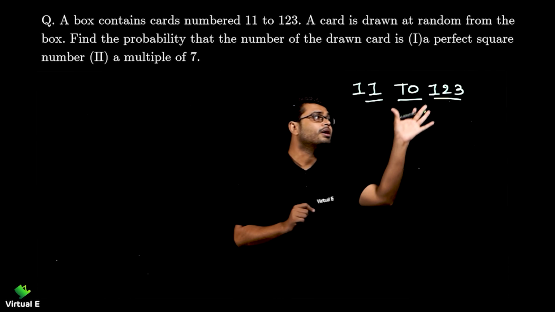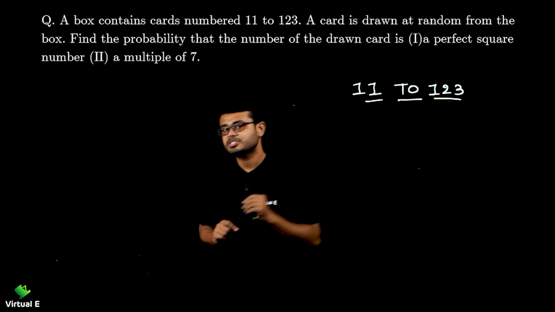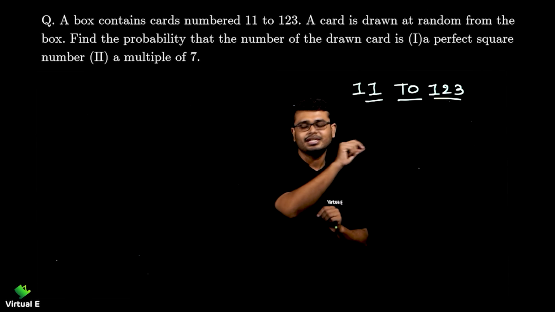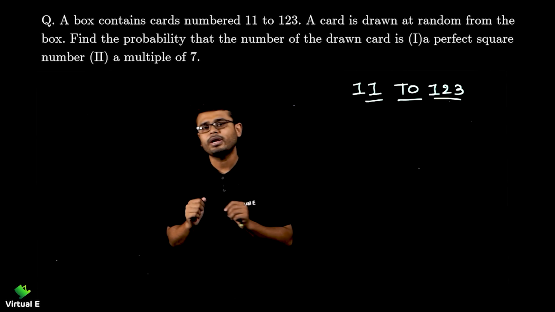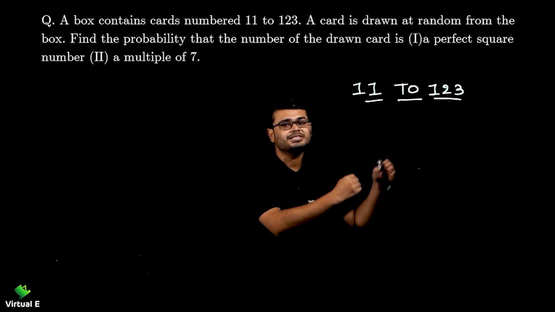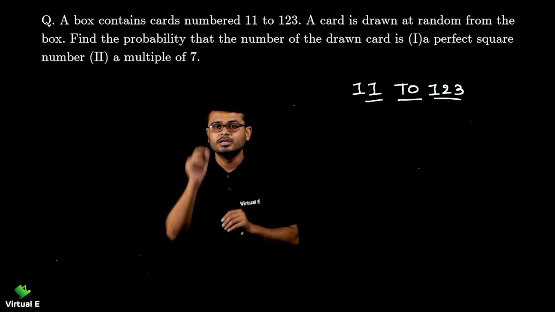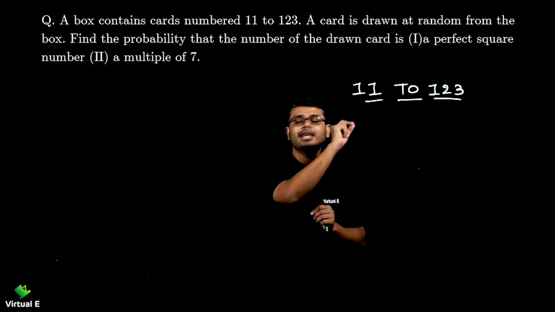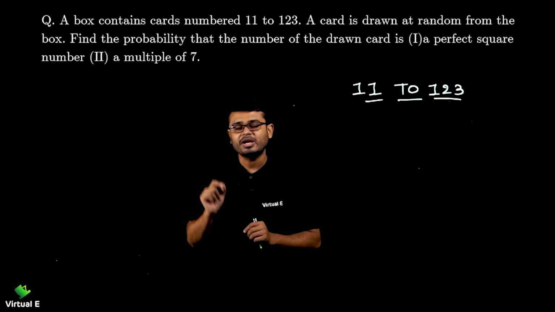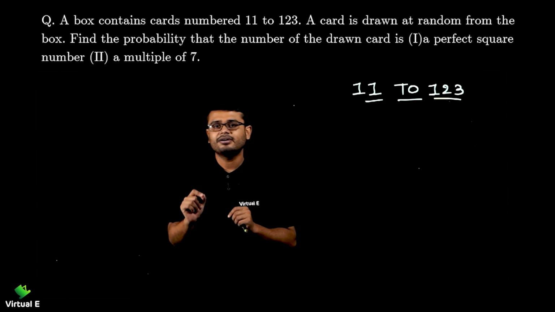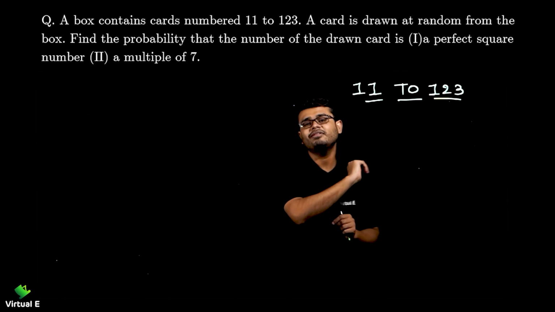Here we cannot directly take 123, because we need to remove some cards from it. We are starting from 11, and 123 is the last number of the range; we cannot go beyond that. So we are not removing 11 numbers, but how many? Guess: 10 numbers. Why? Because 11 we are still considering. Till 10 we cannot take it, but from 11 we can.